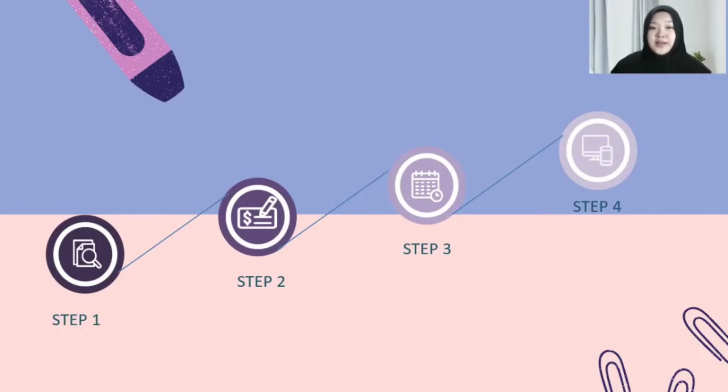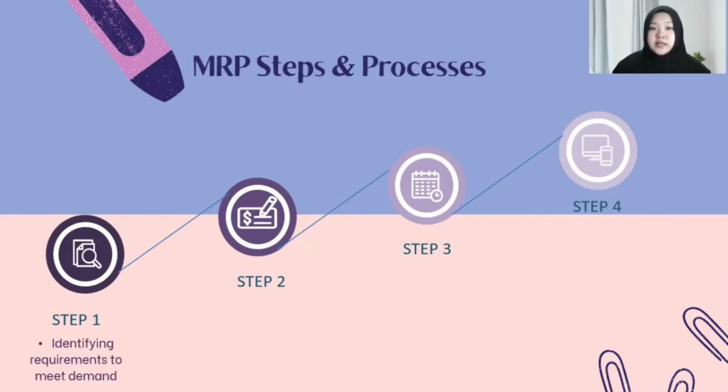Hi, my name is FATIHAH binti ANUAR, and I will explain to you the MRP steps and processes. The MRP process can be divided into 4 steps. First, identifying the customer demand and the requirements needed to fulfill the demand.